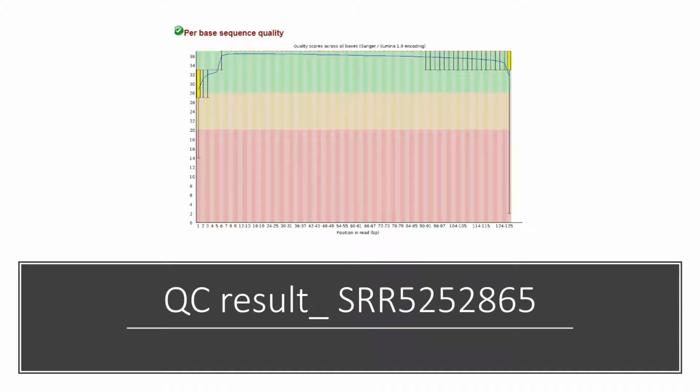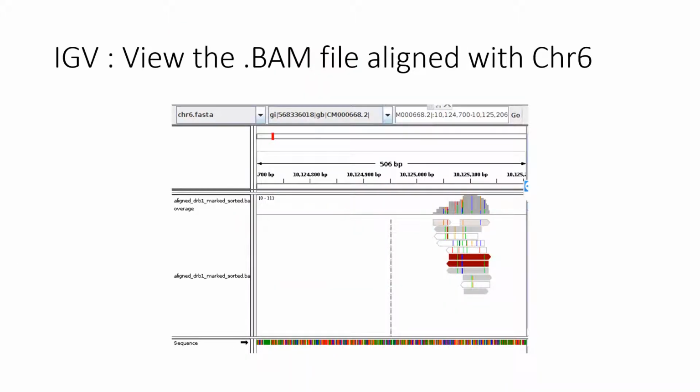This is the QC result of the sequence SRR5252865. It shows not a very high quality but moderate quality, so we further carried on with the study. The alignment result of the study sequence with the reference sequence chromosome 6 was viewed for a better understanding. We viewed it using IGV, and the alignment was clearly shown.